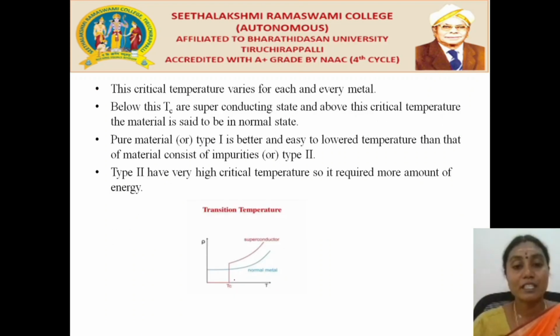This critical temperature varies for each and every material. Below this transition temperature the material is in the superconducting state, and above this critical temperature, the material is said to be in the normal state. A pure material, or type 1, is better and easier to cool than a material consisting of impurities, or type 2. Type 2 has a very high critical temperature, so it requires more energy to lower the temperature.